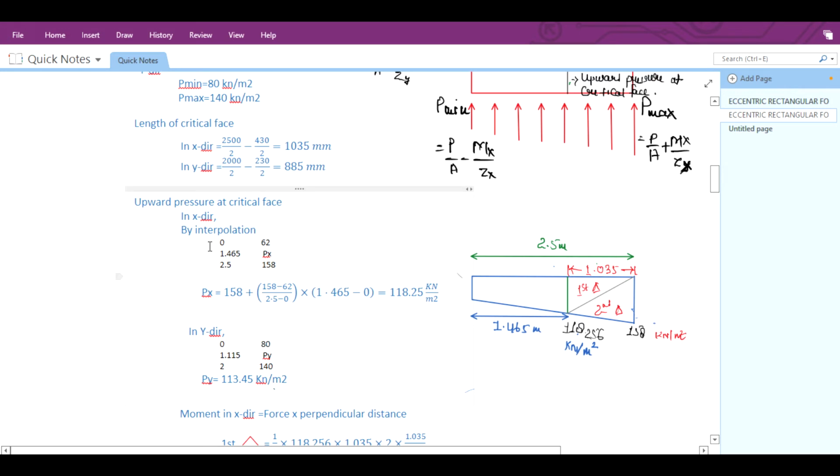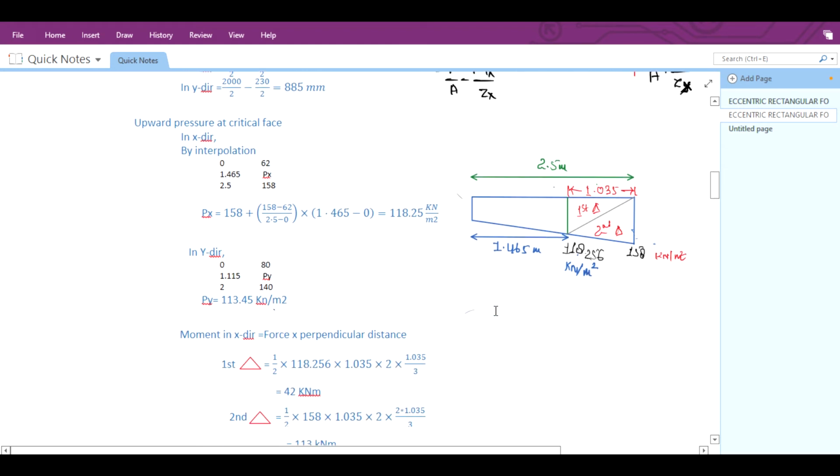So at 1.465 it will be px is equal to 158. I have written the interpolation, and we will follow that method only. So it will be 62 plus 158 minus 62 divided by 2.5 minus 0 multiplied by 1.465 minus 0. So it will come as 118.25 kilonewton per meter square. So your net upward pressure at the critical phase for the x direction will be 182.25 kilonewton per meter square.